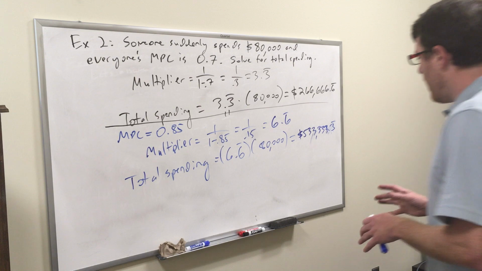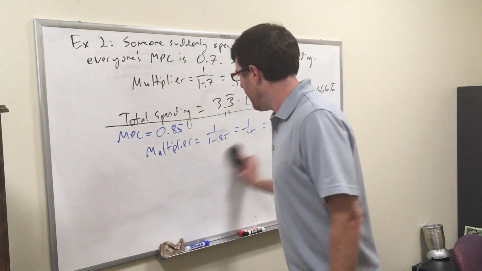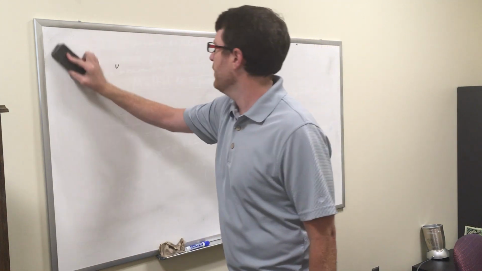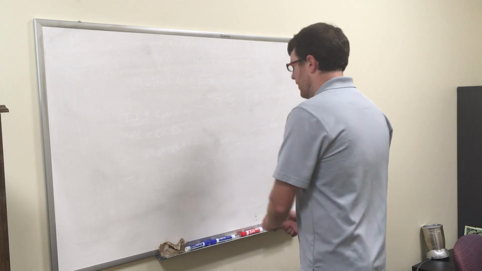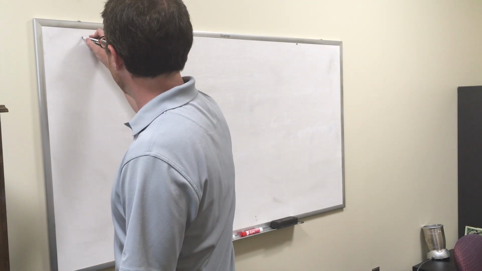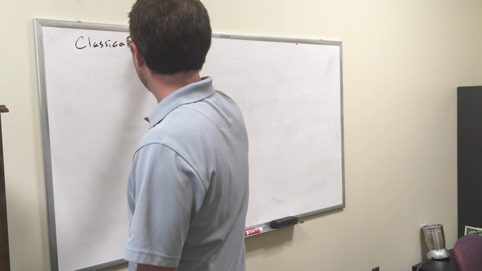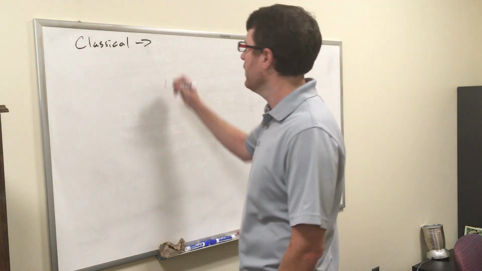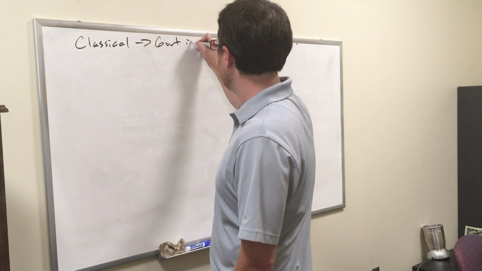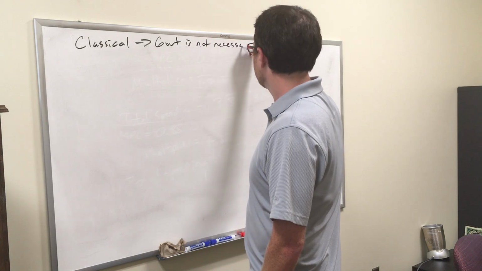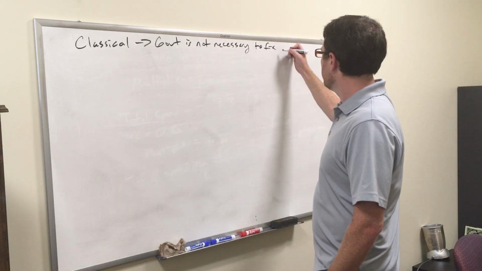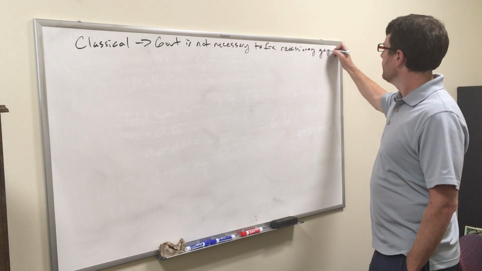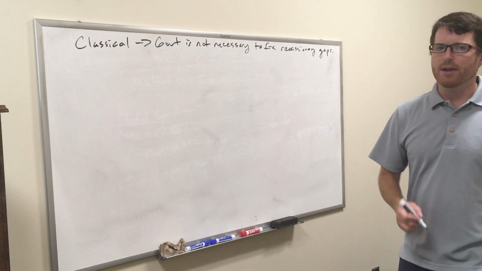Okay, so now that we understand the multiplier, it's going to be a lot easier to understand the role of government in all this. So classical economic belief: what you should take away from classical economics is the belief that government is not necessary to fix recessionary gaps and inflationary gaps. Okay, I'm just going to leave it like that. That's what we learned back in chapter 9.